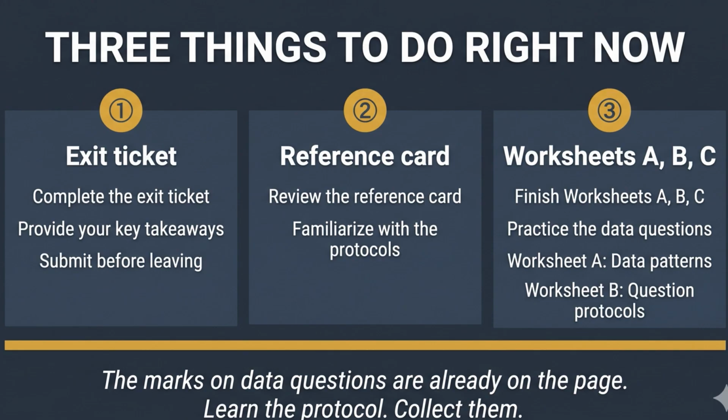Second, your reference card. There are 4 step-by-step protocols on it, 1 per data type, and 5 command word definitions. Look at each protocol and make sure you understand every step. These are the exact procedures you just practiced. Third, worksheets A, B, and C. Worksheet A uses Singapore climate data, that's Chapter 1 applied. Worksheet B uses the Country X deforestation data, Chapter 2. Worksheet C uses the tropical river photograph, Chapter 3. That's all 4 data types practiced in one session. The marks on data questions are already on the page. Now you have the protocol to collect them.